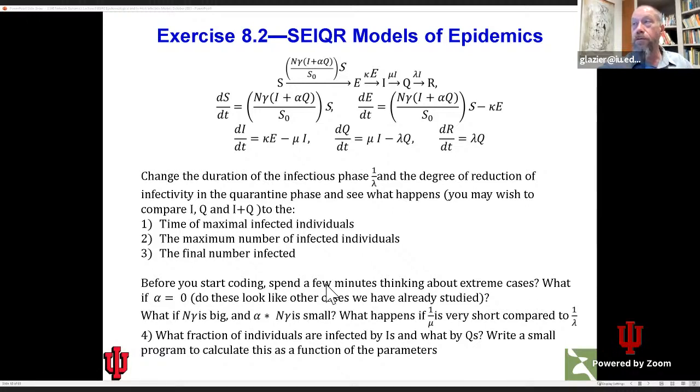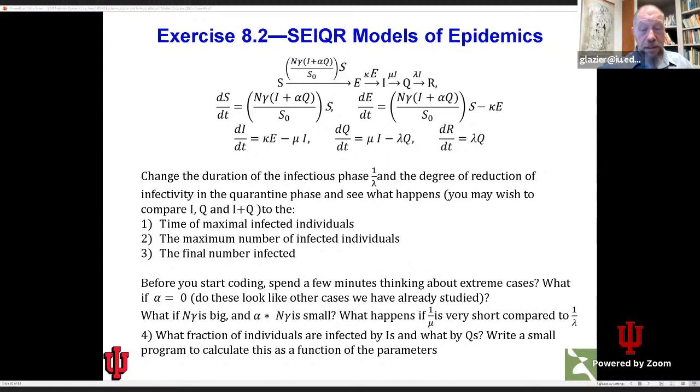And so a model of this kind can begin to answer that question. If the quarantine were perfect, alpha would be equal to 0. And then you could adjust the duration of the quarantine by changing lambda, the time you stay in quarantine, and see what happens. It's not an ideal model. How is alpha calculated? Good question.